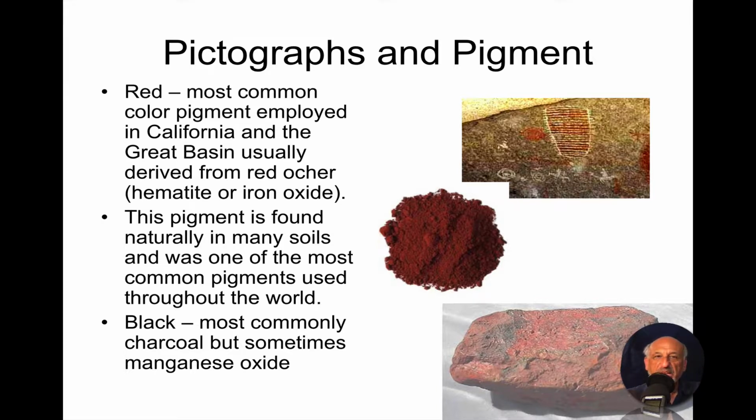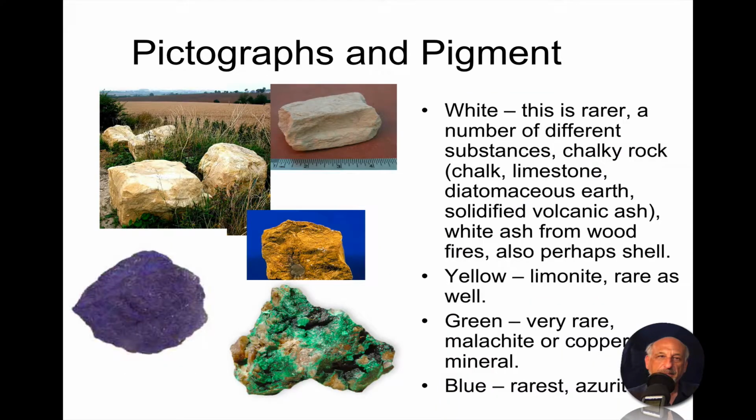It's usually derived from red ochre, which is identified as hematite or iron oxide. This is the pigment that's found naturally in many soils and is the most common pigment used throughout the world. One of the second most common is black, which is a charcoal or a manganese oxide. White is rarer, but also common. It's formed by a number of different substances: chalky rock, chalk, limestone, diatomaceous earth, sometimes volcanic ash, also made from white ash from wood fires, and also ground up shell.